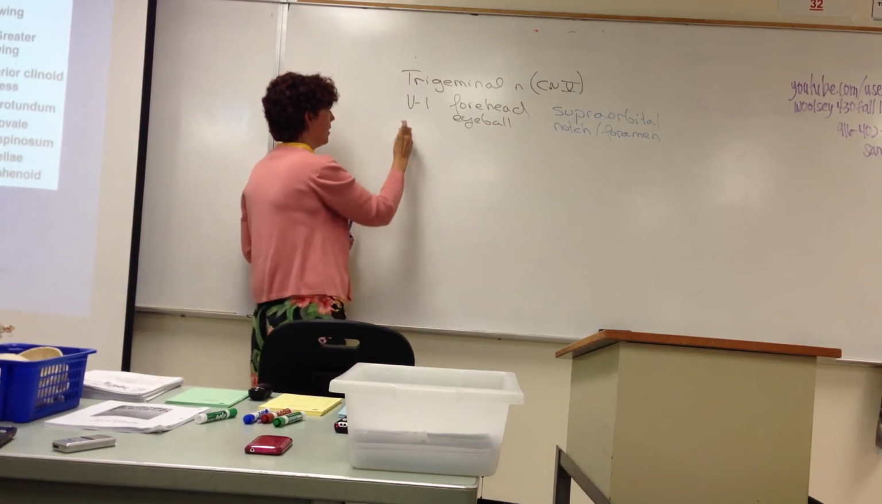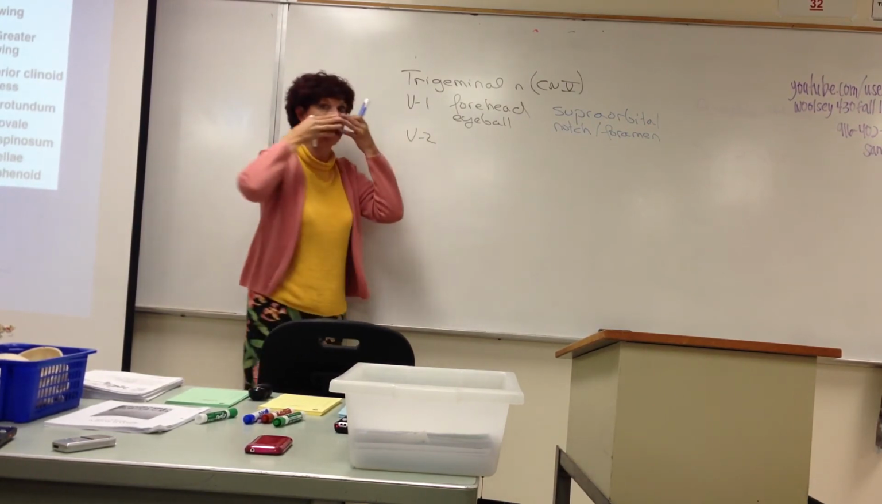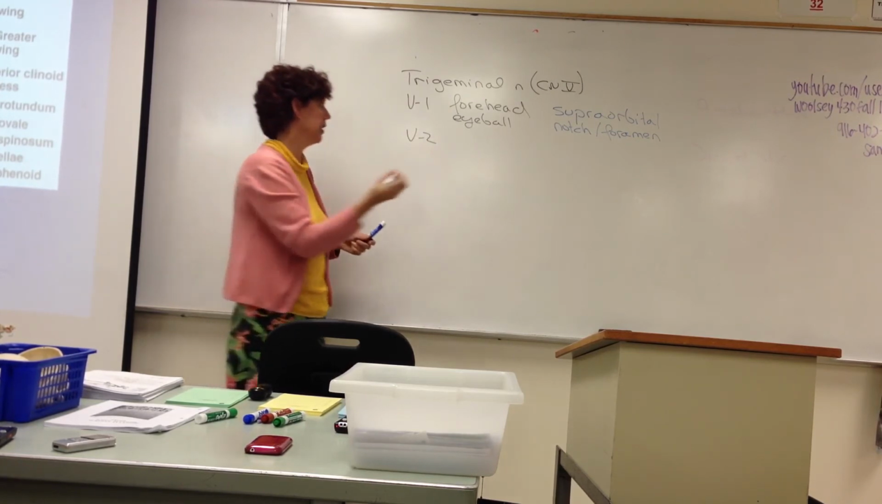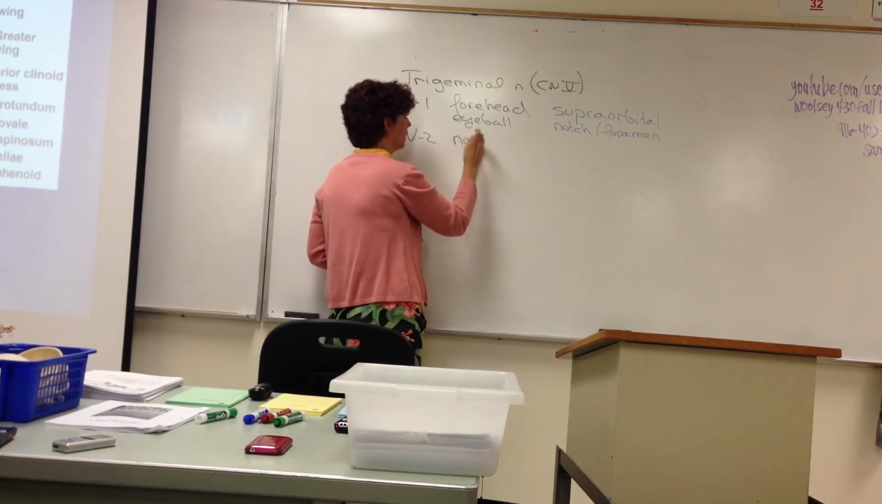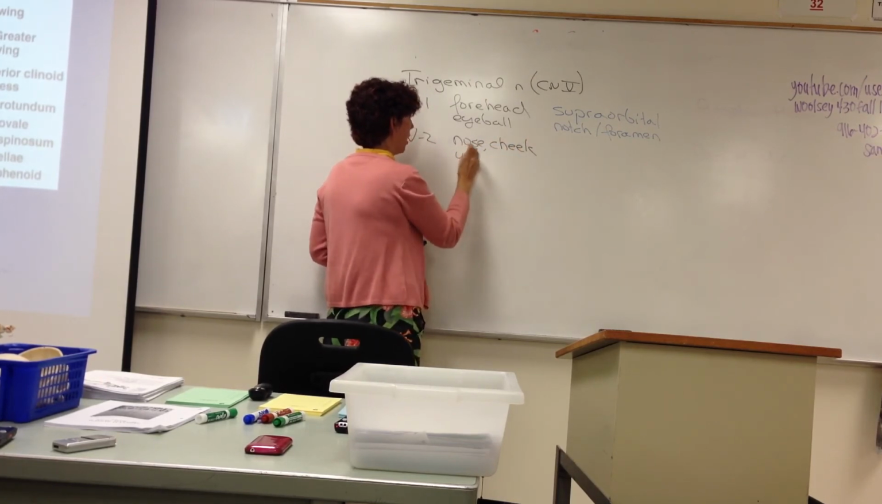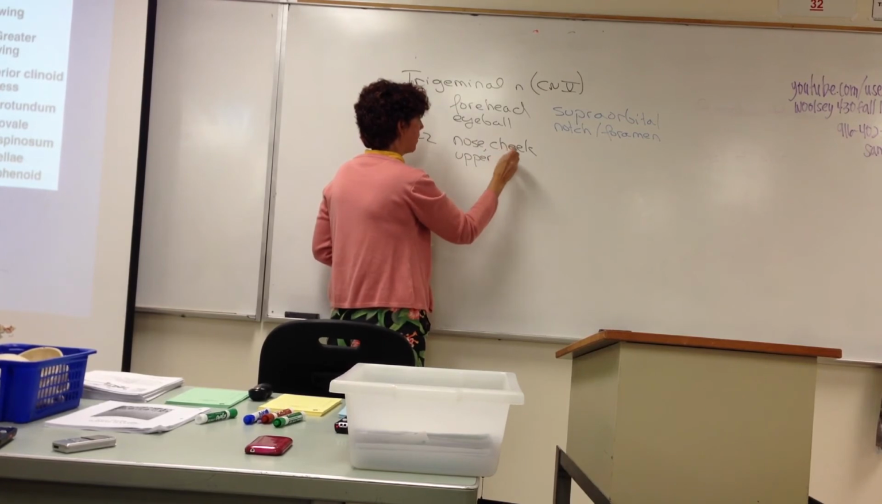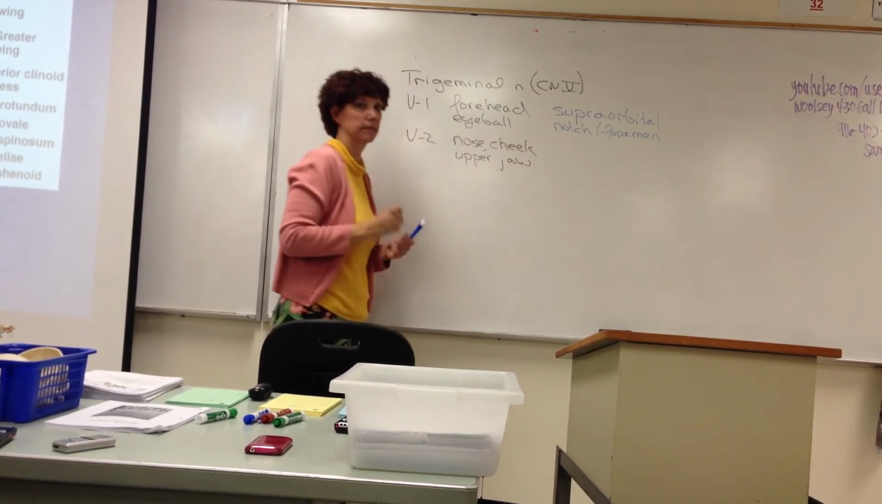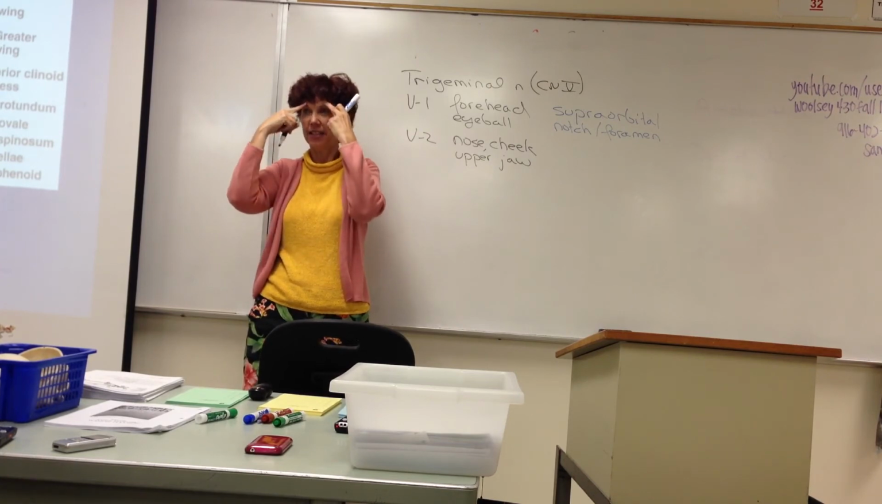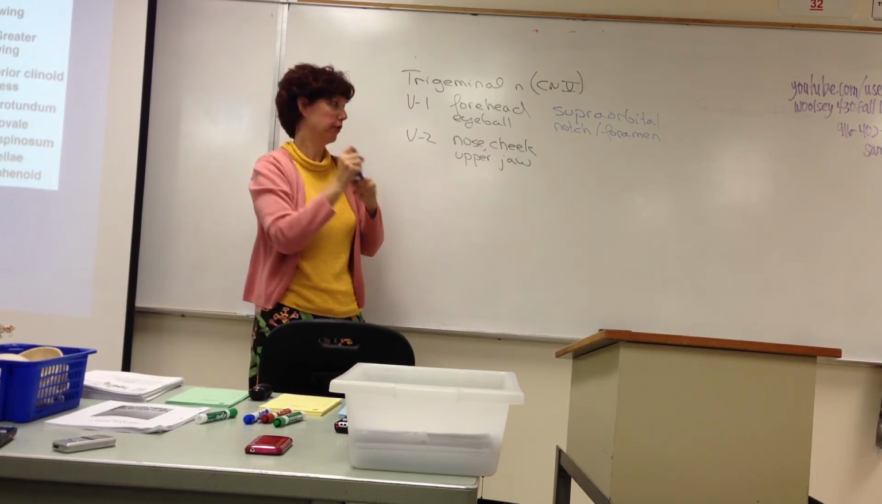Then the second branch is from this area. So it's going to carry sensory information from the nose, cheek, and upper jaw. So the teeth in your upper jaw as well. Anybody remember what this opening was right here, below the eye? This is supraorbital, infraorbital.